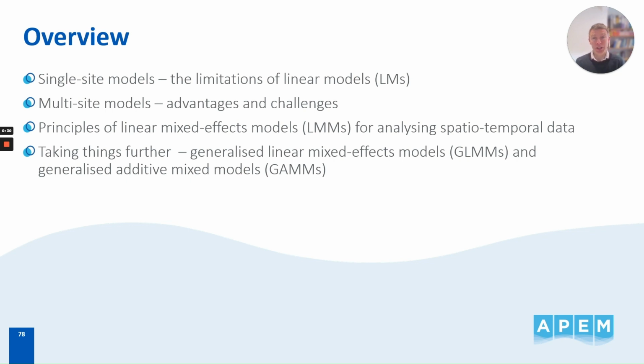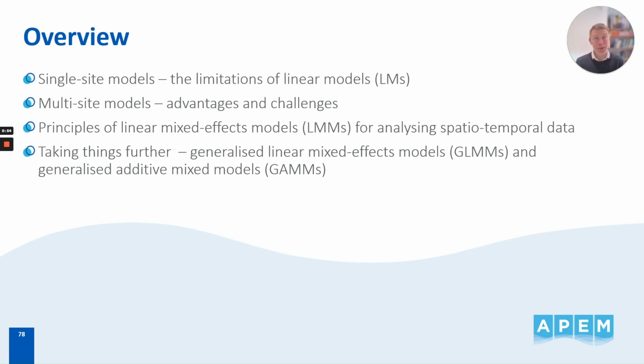So to begin with, we're going to look at data from a single sampling location, apply a linear regression model to it, and look at some of the limitations of that approach. We're going to build on that then to look at why we might want to extend our data set to consider information from multiple different sampling locations and look at the advantages and challenges that that brings.